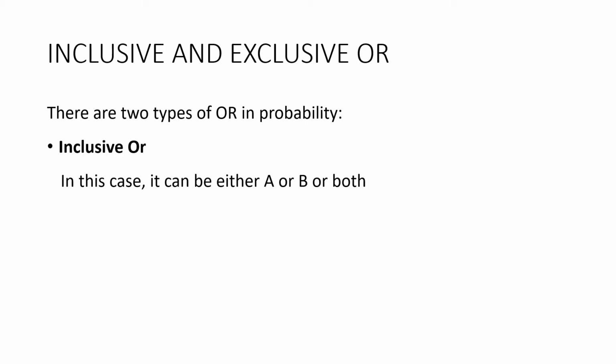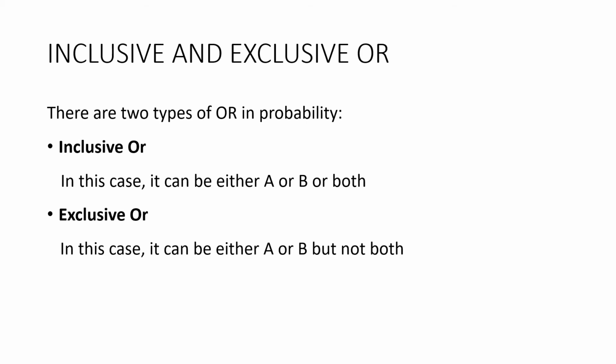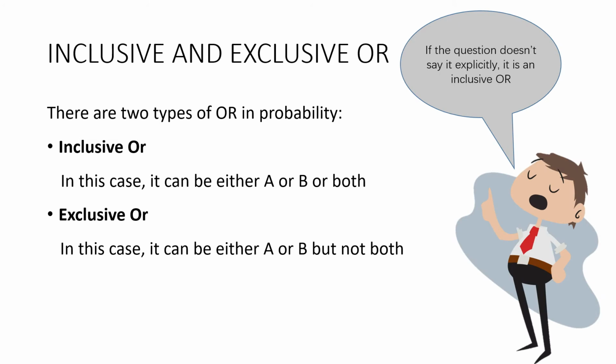Now I mentioned this before, we worked out the probability of chemistry or biology, and I said it's chemistry or biology or both. And there are actually 2 types of or in probability. There's an inclusive or, which means A or B or both. That's the one we did. There's also an exclusive or, and so that means A or B, but not both. Can be a little confusing. Here's the general rule. If the question doesn't say it explicitly, it's an inclusive or. It means A or B or both.